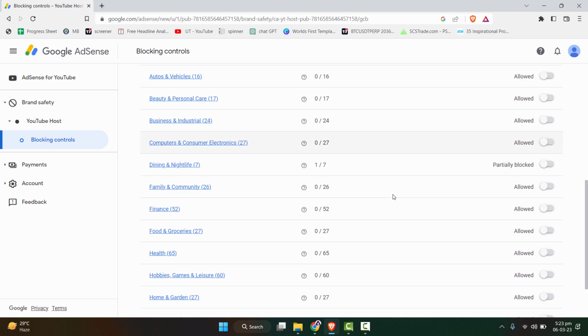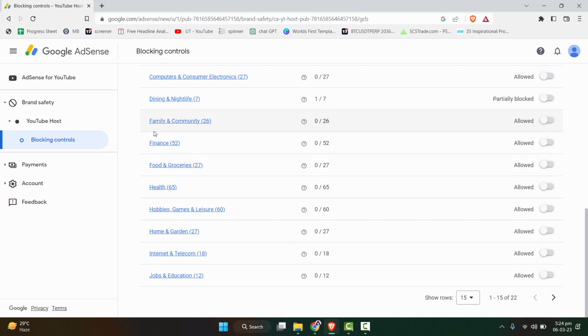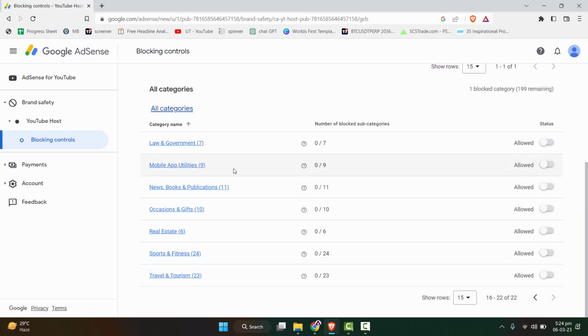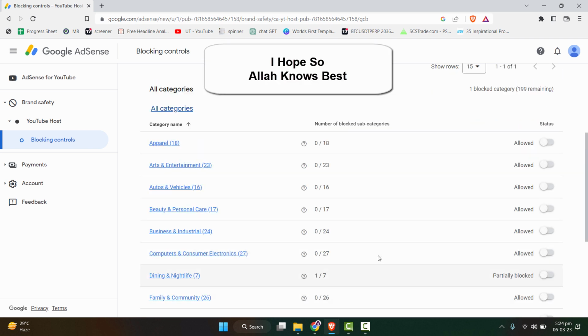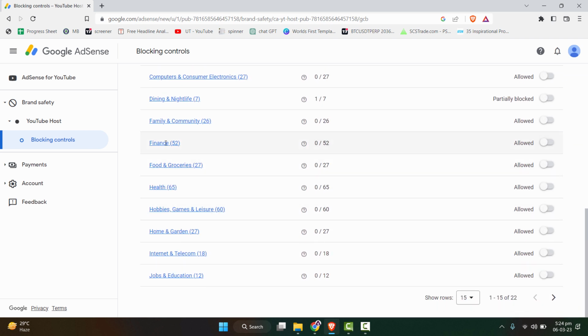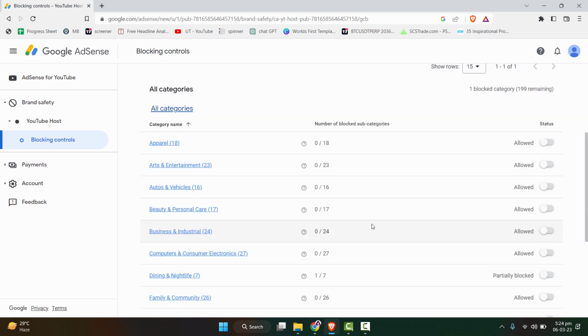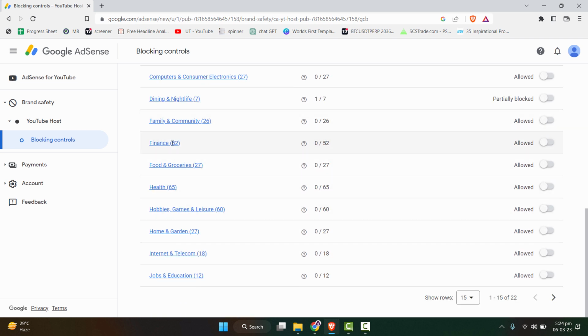So this is the remaining category here, partially blocked it says. Now here you can see all the other categories: family and communities allowed, finance, food and groceries, no problem, health, hobbies, games, home and garden, telecom, job and education, no problems. Law and government, news, publications, mobile apps, occasions and gifts, sports and fitness, travel and tourism, all are okay. Okay, now finance had some categories which I forgot, so I'll go back and click on finance.